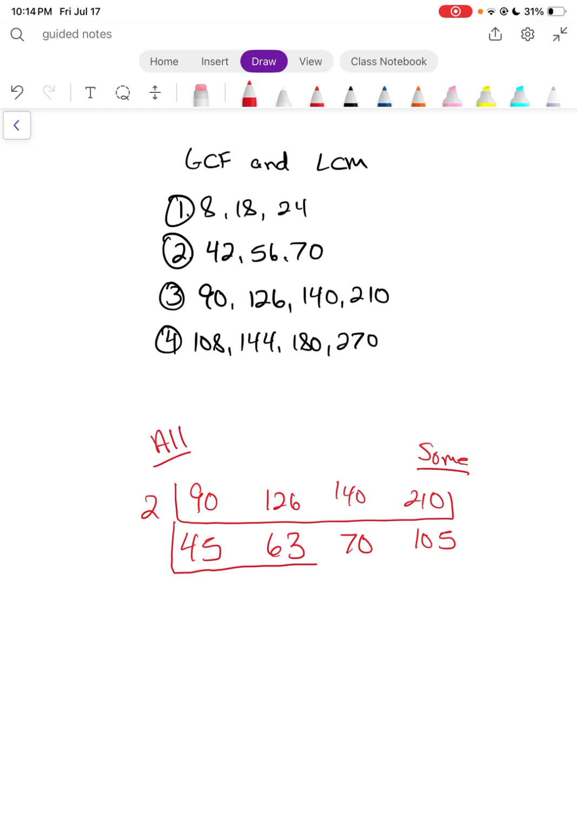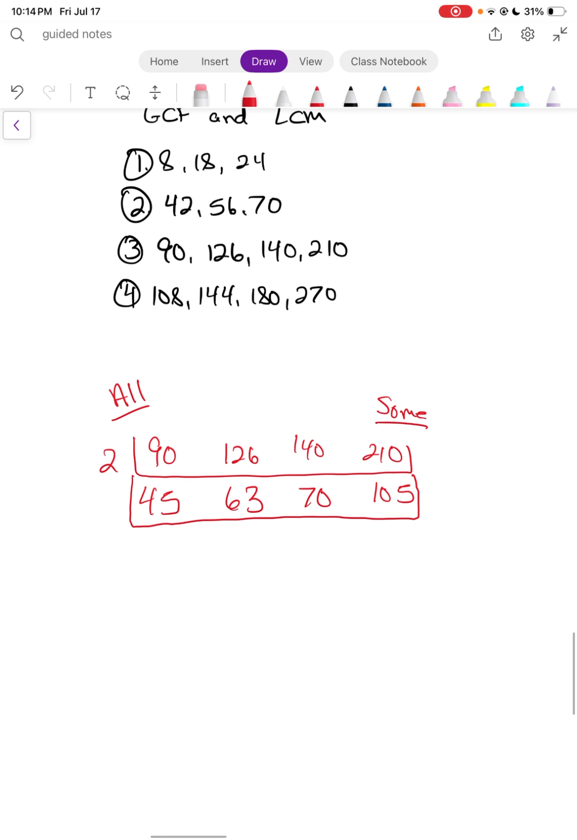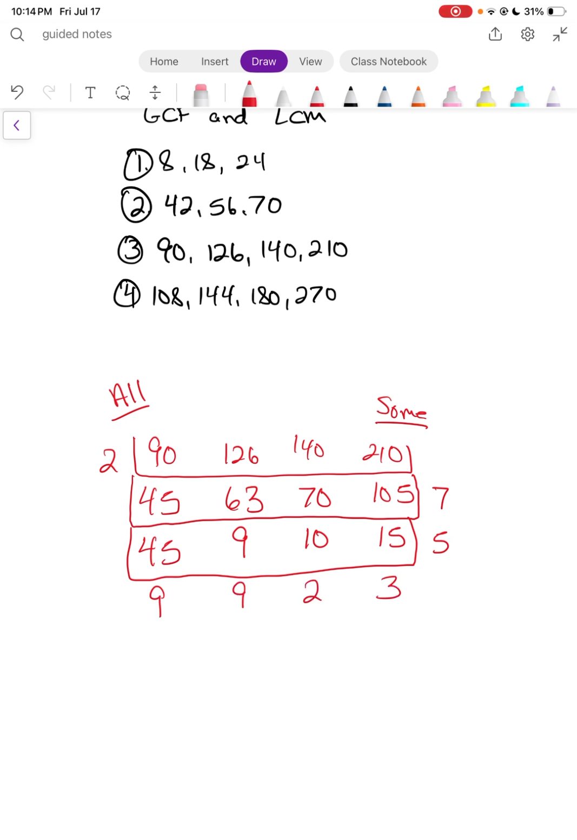But what's nice is, even if you come back later and notice this would have worked, you can still use it later. But I do know that some of these are divisible by 7. 45 is not divisible by 7, but 63 is, 70 is, and 105 is. Okay, let's try to think of something else. 5 will divide into some of them. That gives me a 9, a 2, and a 3.